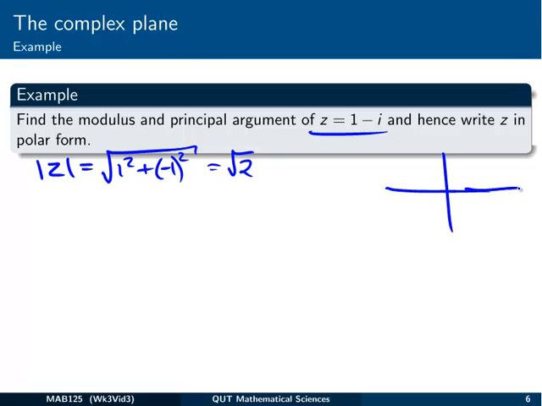Now where does this number sit? If I graphically represent it, real, imaginary, got 1 on the real axis, down to minus 1 on the imaginary axis, so z sits down here.